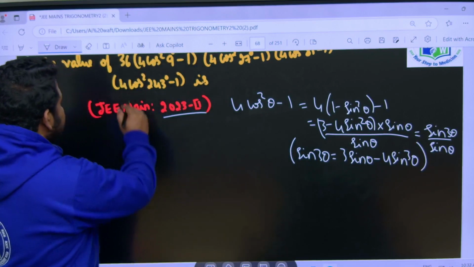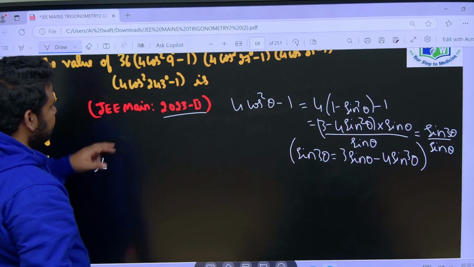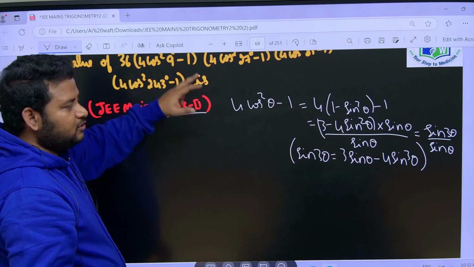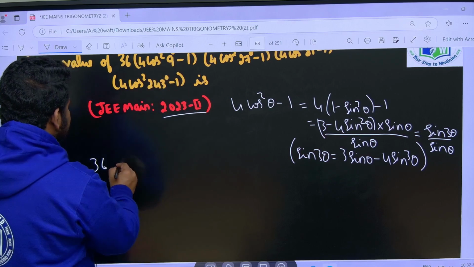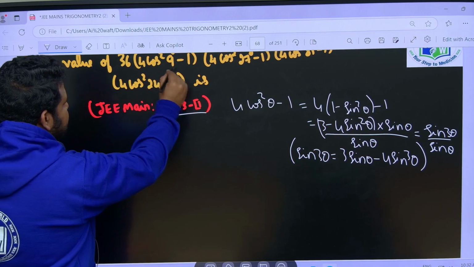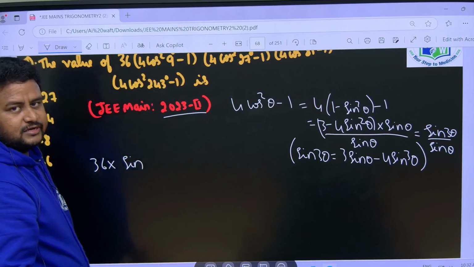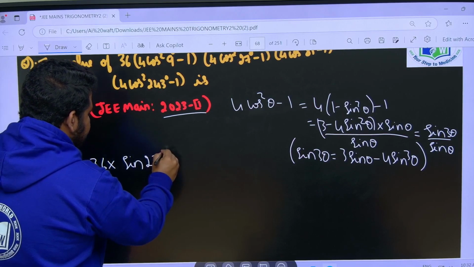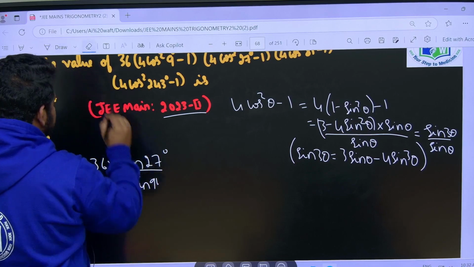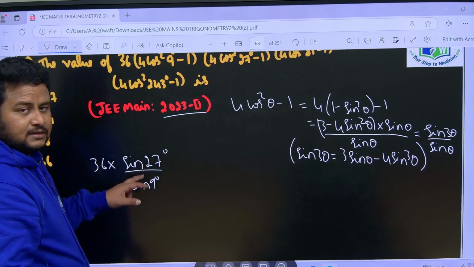So what do we have here? First, 36, whatever is given, we will write: 36 into 4 cos square theta minus 1. Here theta is 9. So 9 into 3 is 27. So this will be 36 into sin 3 theta by sin theta, that is sin 27 divided by sin theta, which is sin 9 degree.